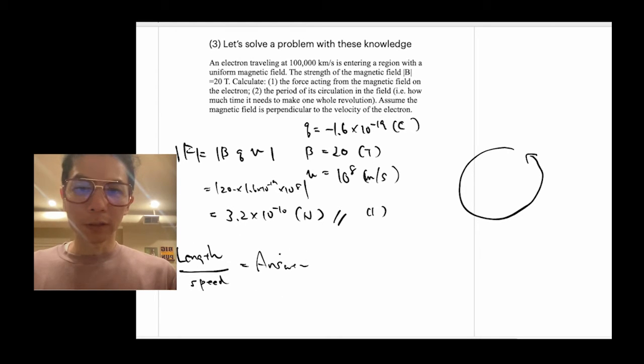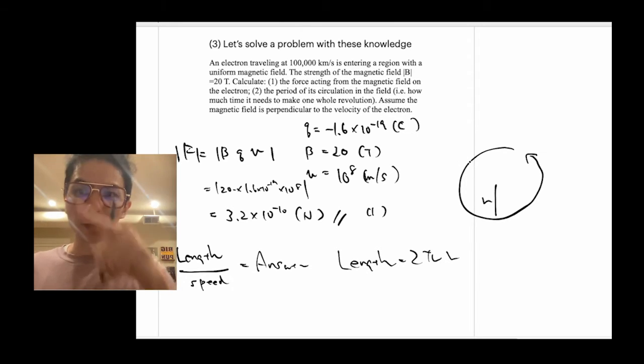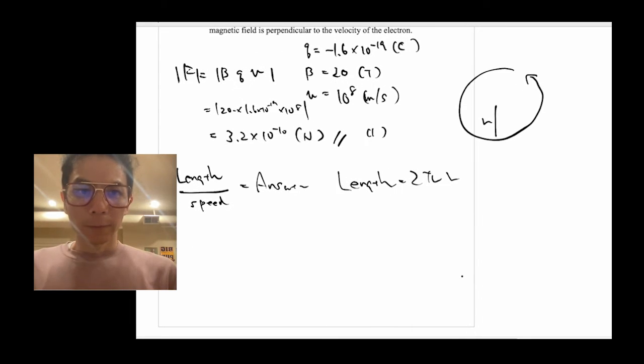And this length can be calculated as 2 pi r. So let's say this radius is r, and because this is a circulation, a circle, you can calculate using r. So our strategy is we are going to get r first using the equation that I gave, and with this we can get the answer using this equation. So let's get r first.